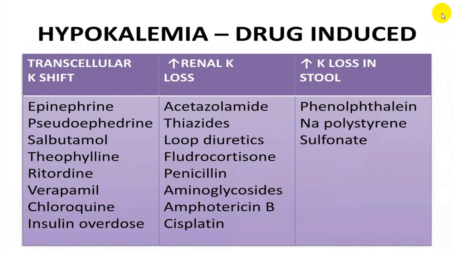The transcellular shift can be affected by certain drugs like epinephrine, salbutamol, pseudoephedrine, theophylline, verapamil, chloroquine, insulin overdose, etc. Renal potassium loss can be exaggerated by azithromycin, thiazides, loop diuretics, fludrocortisone, penicillin, aminoglycosides, amphotericin B, cisplatin, which is utilized as an anti-cancer drug, etc. You can have a loss of potassium in stool with phenolphthalein, certain resins, sulfonate, etc.